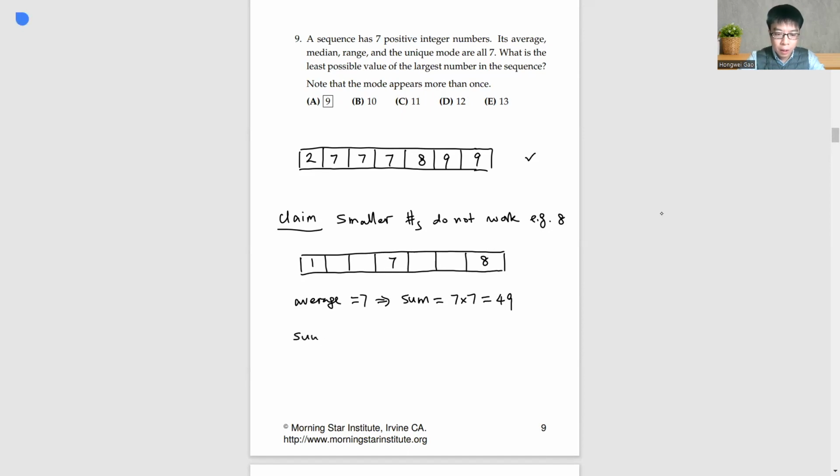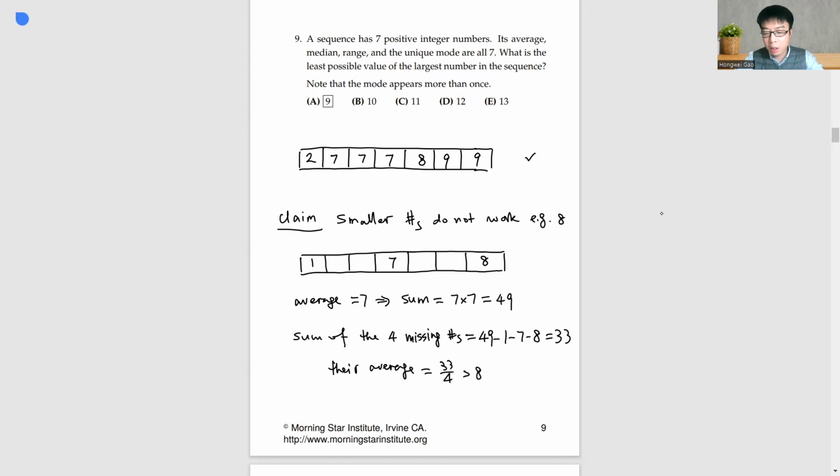So the sum of the 4 missing numbers is 49 minus 1 minus 7 minus 8, which is 33. And their average is 33 over 4. It's already larger than 8. That's not possible, because we have the largest number equal to 8. So the average of the other 4 numbers cannot be larger than 8. So the answer is 9.